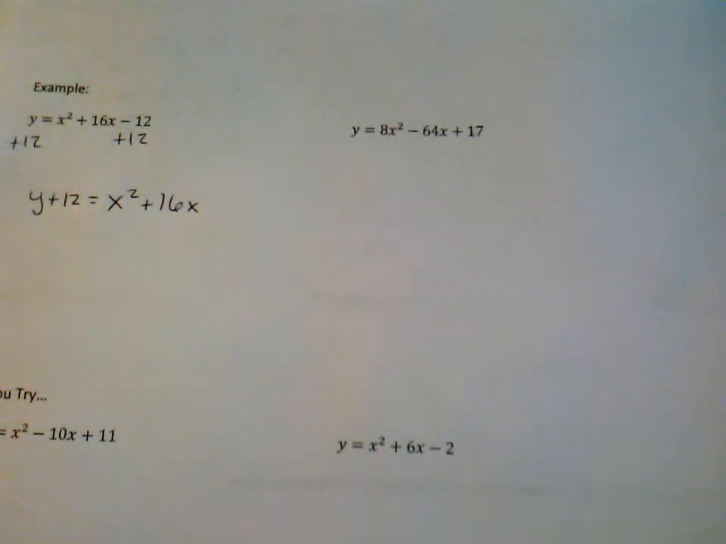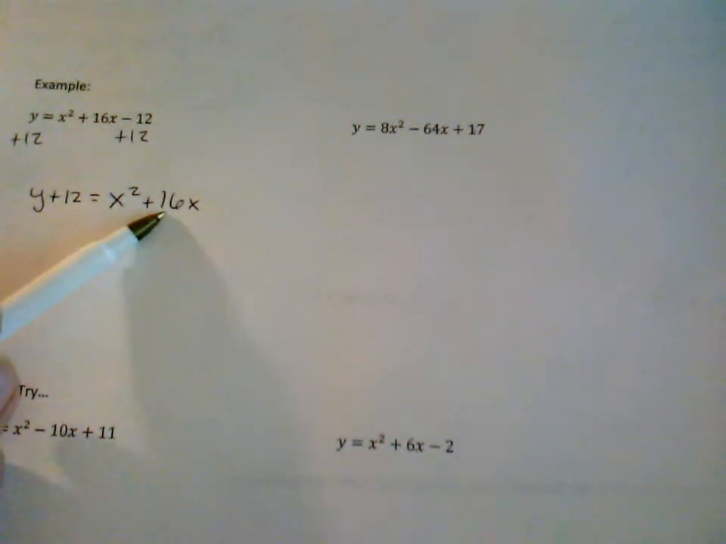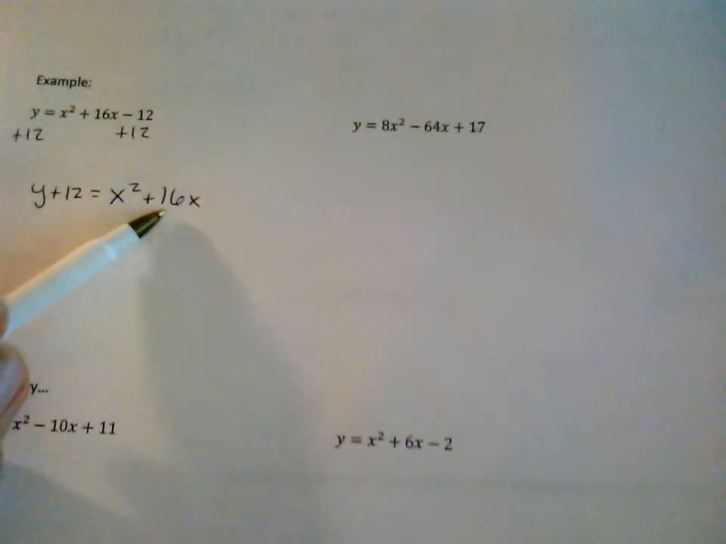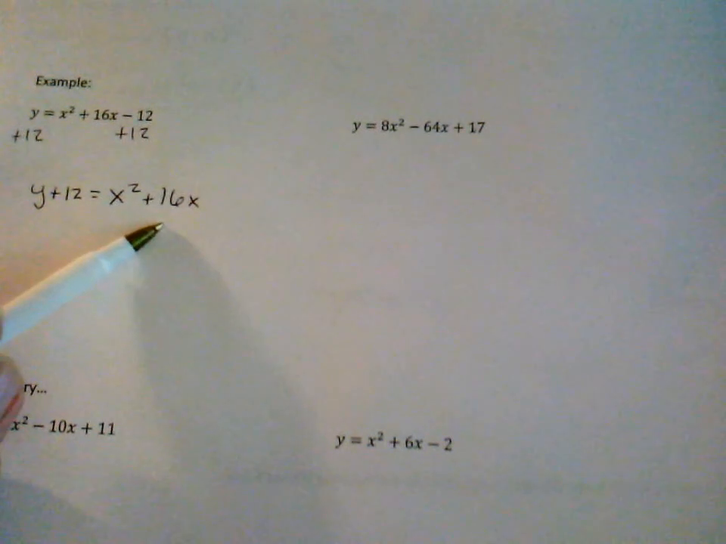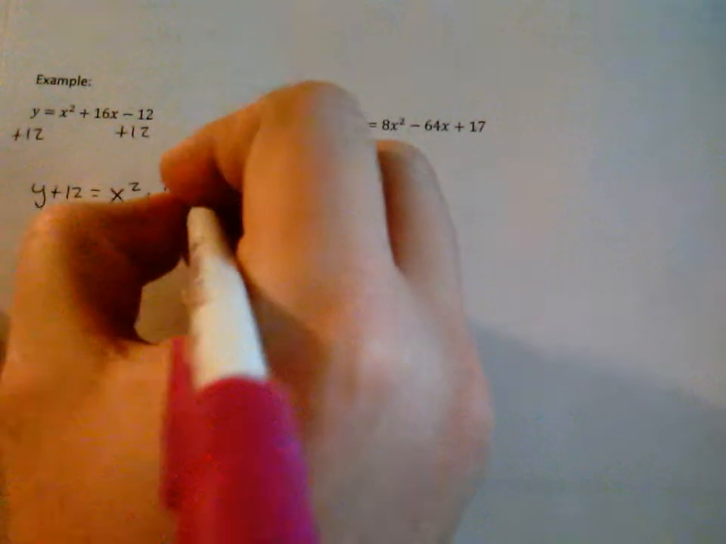Our next step is to look at this 16. What we're going to do with that 16 is figure this out. First, what is half of 16? Well, half of 16 gives us 8. And what we're going to do with that 8 is square it, meaning take that number and multiply it by itself. So we're going to take 8 times 8, and that gives us 64.